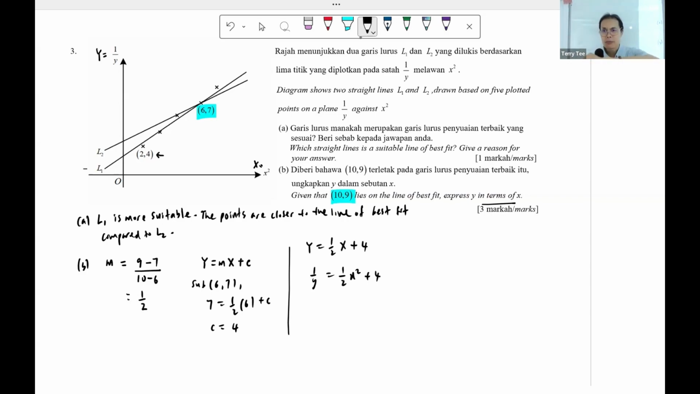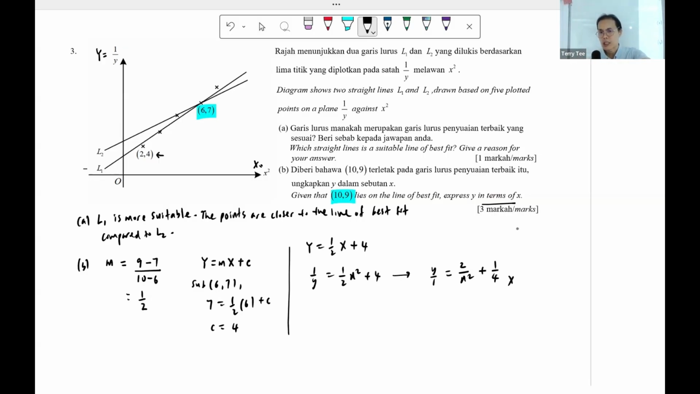Now, one of the common mistakes I always see students make is that they think they can invert one by one. They invert 1 over y, it becomes y over 1. Invert this, it becomes 2 over x squared. Invert this, it becomes 1 over 4. This is wrong. Why?